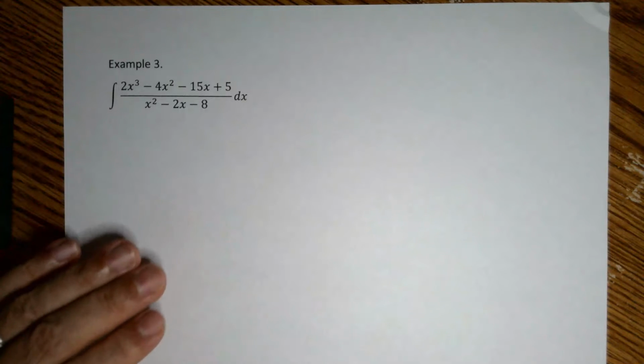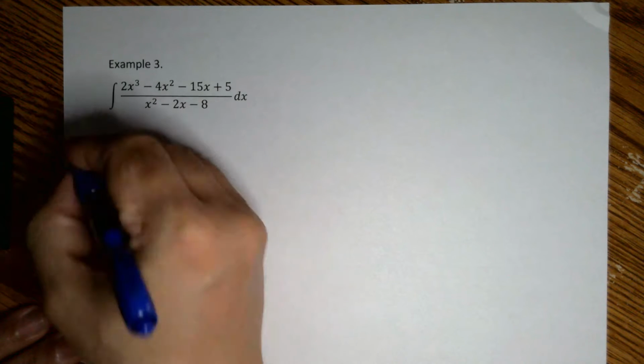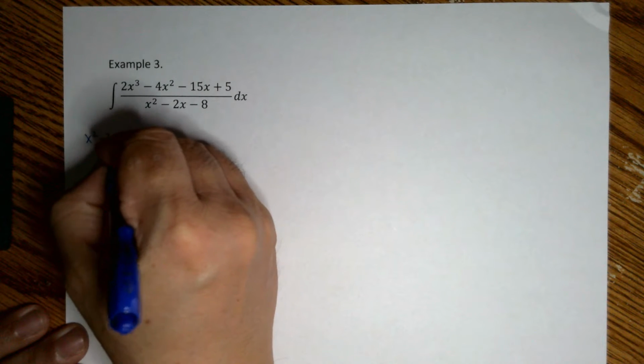Alright, this is example 3. In this example, the numerator has a higher degree than the denominator. Whenever that happens, you have to do some long division. Okay, so we're going to do that first. We're going to do some long division. So x squared minus 2x minus 8.